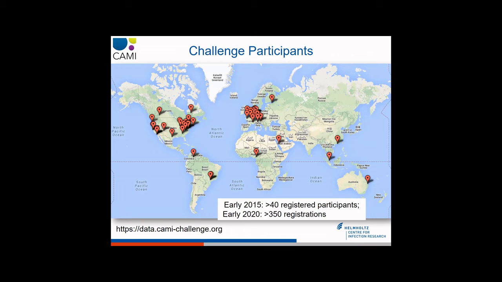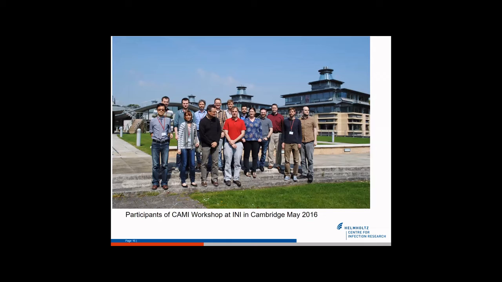By 2020, when we're running the next challenges, we had over the years more than 350 registrations accumulated. And here you see some of the people who were participating in the benchmarking workshop back in 2016 in Cambridge. So a lot of really nice people working in metagenomics. For instance, Chris Quince or Alex is here, Todd Treangen.